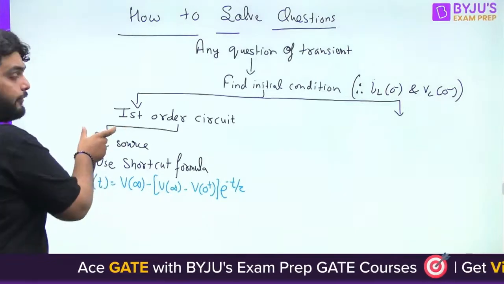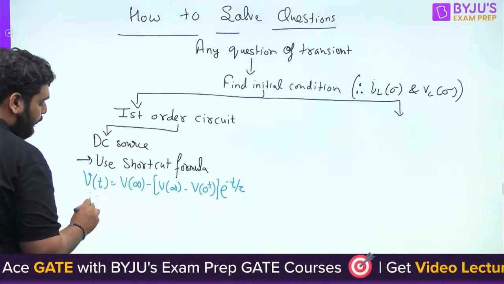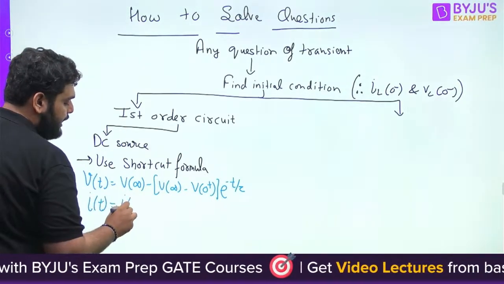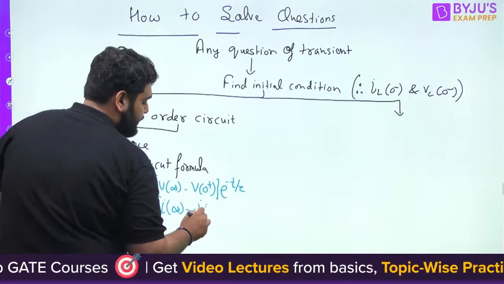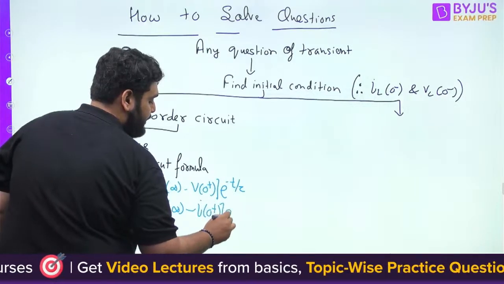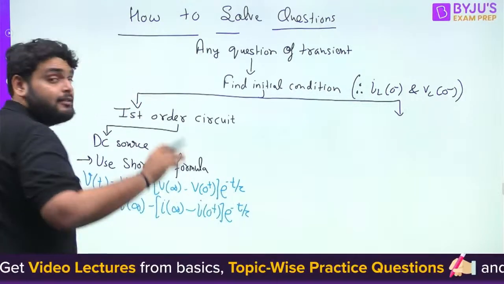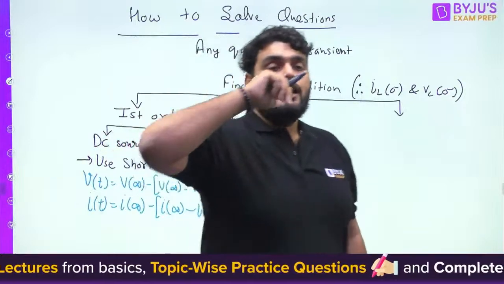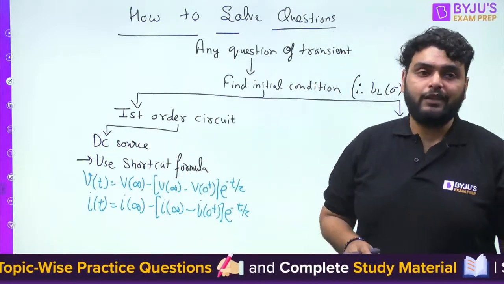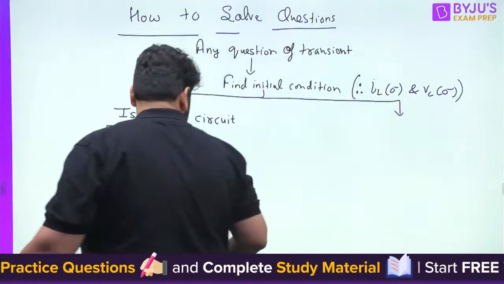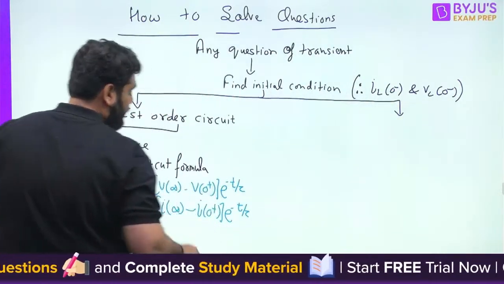These three things you need to find out, put in this formula, and you can find the voltage across any element. So if this is a DC source, for the current also we have I infinity plus (I0 plus minus I infinity) times e raised to power minus t by tau. Let me tell you, 75% of questions will come from this formula only. When we solve the questions, you will understand the concept very well.